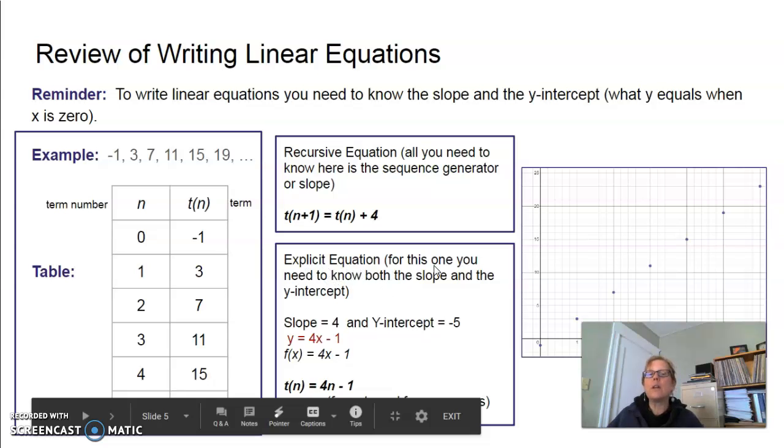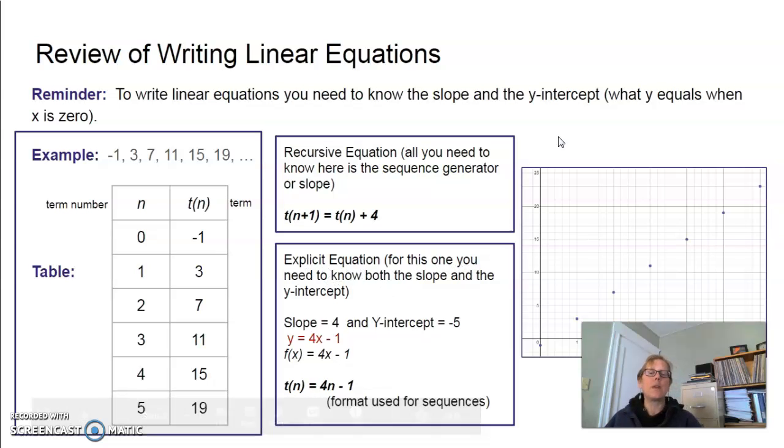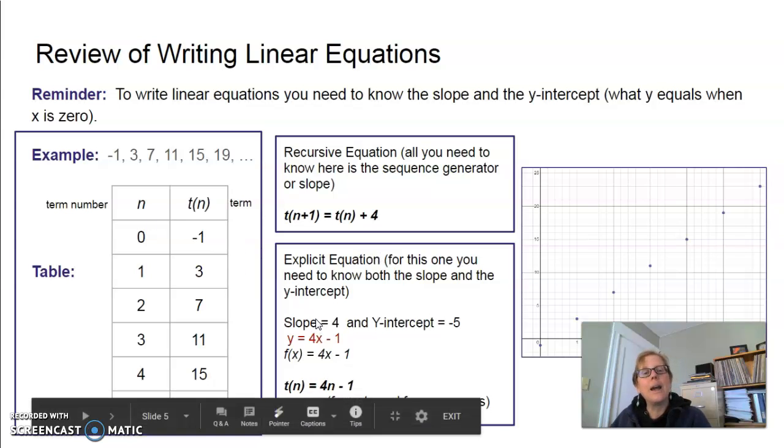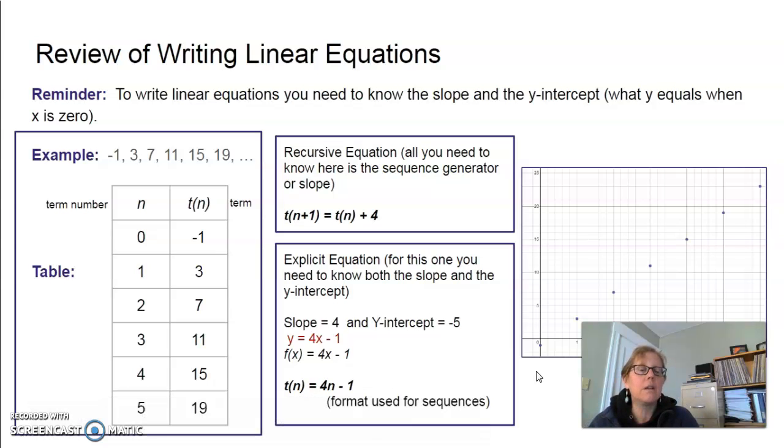The explicit equation in this case is actually our slope-intercept form. The explicit equation does not require you to know the previous term. All you have to know is n. So I went back to what we did before. Here's the slope-intercept form, which I put in red. If I were writing that in function notation, f of x is equal to 4 times x plus 1. But then if you look at the last one, t of n is equal to 4 times n minus 1.